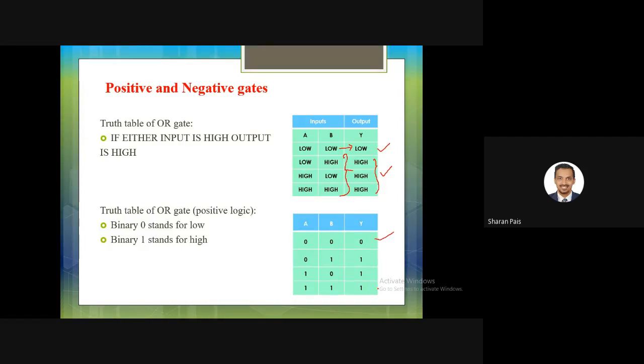If you have some component like an agriculture pump, it sometimes requires 3 phases. If there is no power in one of the phases, then the pump will be in the off state. If all 3 phases have proper voltage, then the pump will run. Something like that. So here also it is positive logic.